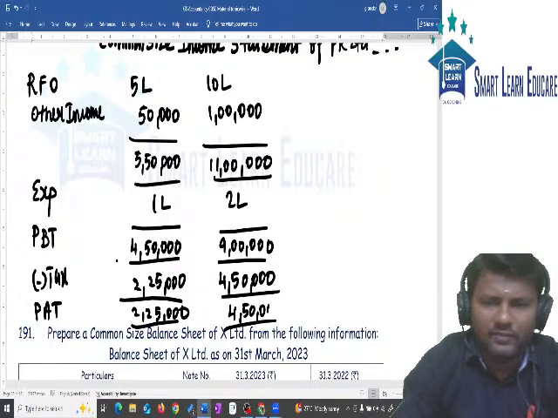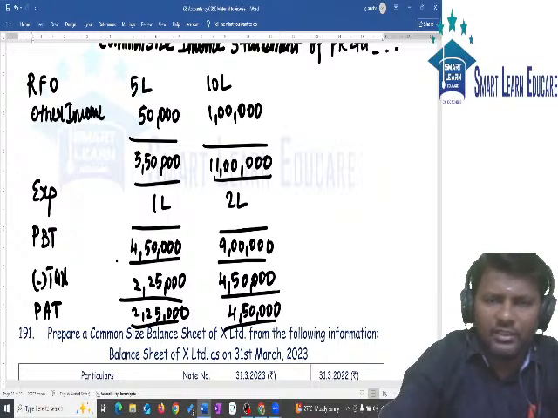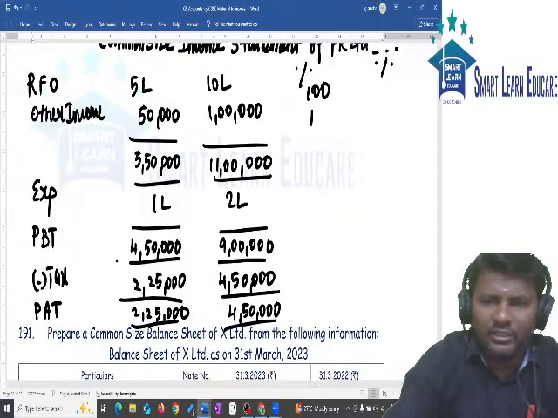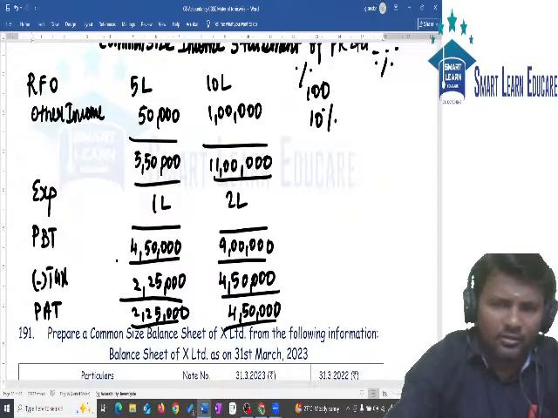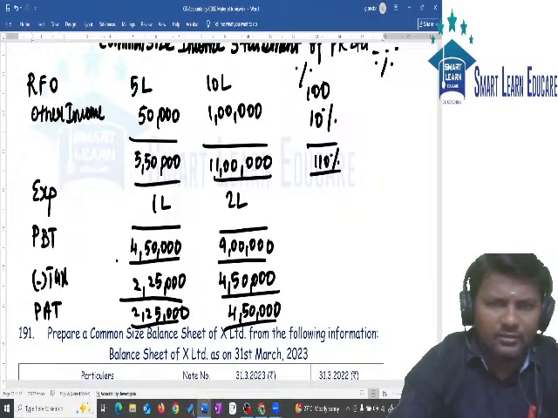What are the numbers we have? What is the percentage for first year and second year? 5 lakhs will be taken. 5 lakh will be representing 100. So it is 50,000. It is 10 percentage. Okay, so total it is 110 percentage.